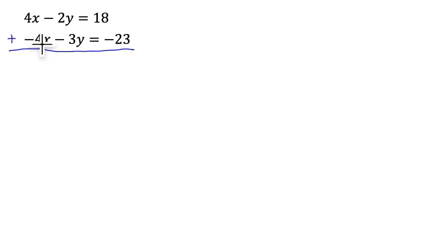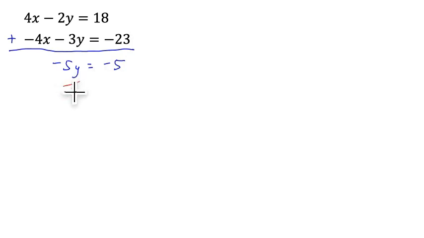These x's cancel each other out, and we'll add the y's, and we'll add the constants. And now we have an easy equation with just one variable in it. So this shows how the elimination method can jumpstart our solution so that we get really close to part of our answer.